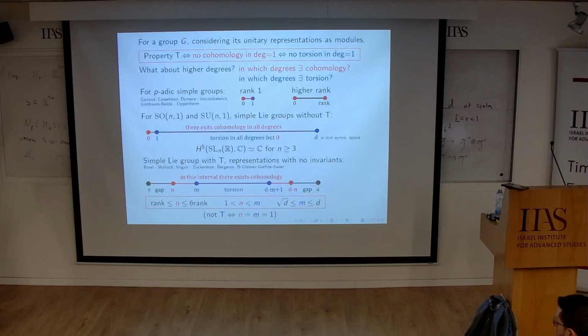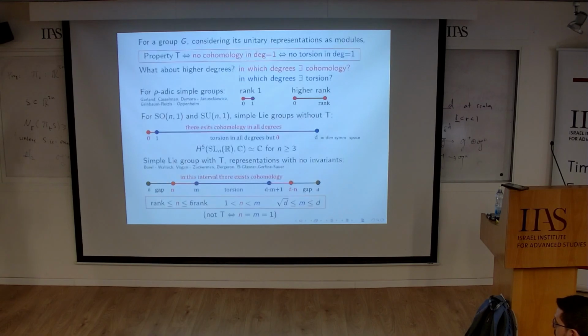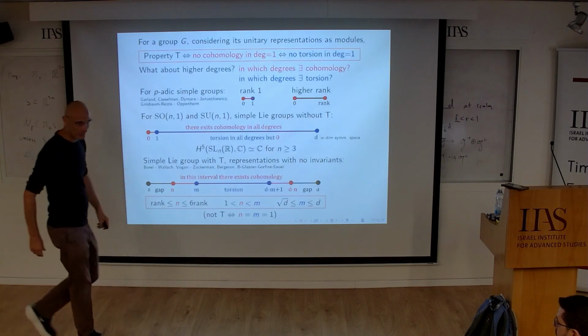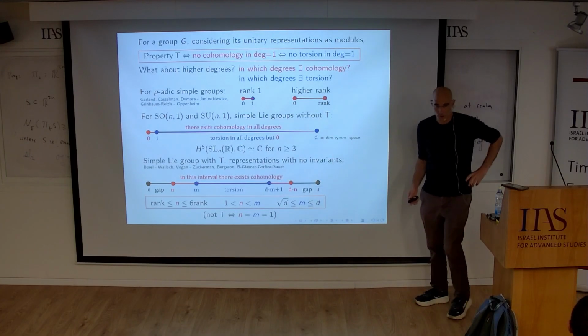What I'm trying to say is that we have 2 parameters, N and M, that are kind of analogs of higher property T. And in what comes next, I will mainly consider this parameter N. So we'll come up with D, here D is the dimension of the symmetric space, which is the maximal dimension in which you actually see any cohomology whatsoever.